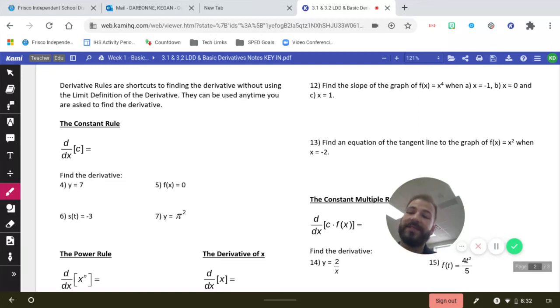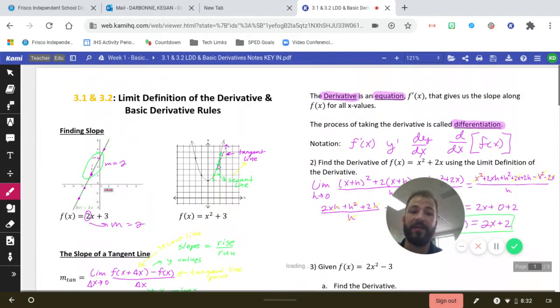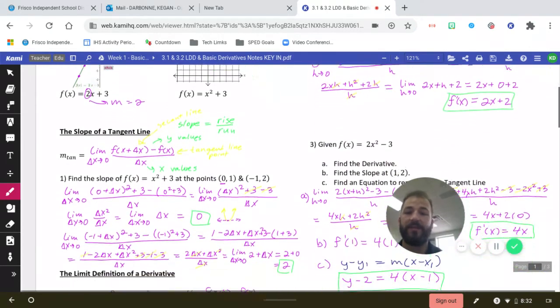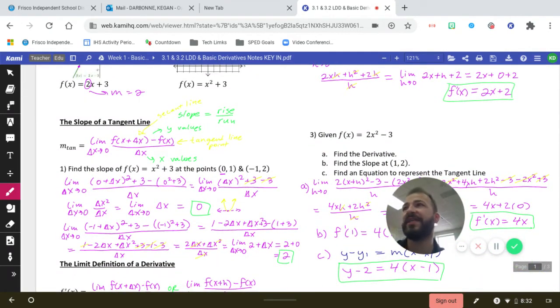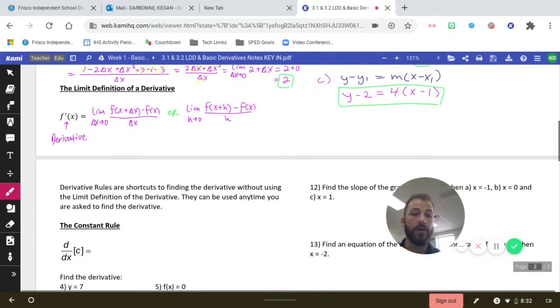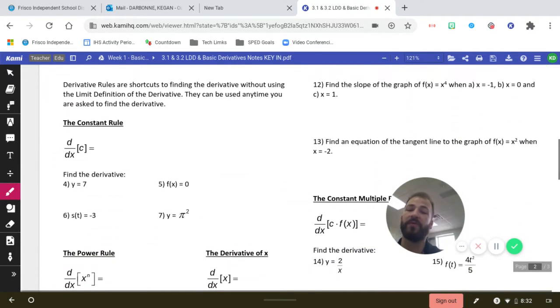Derivative rules. So it's kind of the second half of these notes. Derivative rules are shortcuts to that limit definition of the derivative we did in our last notes. Okay, so LDD, big long mess, takes a long time, kind of tedious, especially if we start getting into more difficult and more complicated functions. So mathematicians started to come up with a couple of rules or shortcuts as they started to notice patterns emerge. Okay, so our first one is the constant rule.